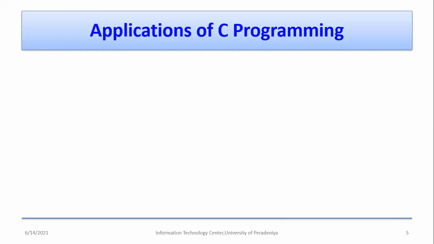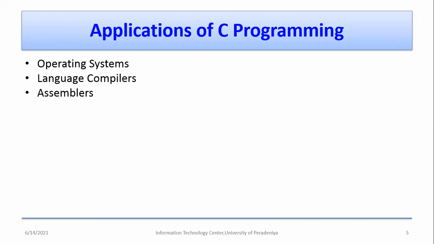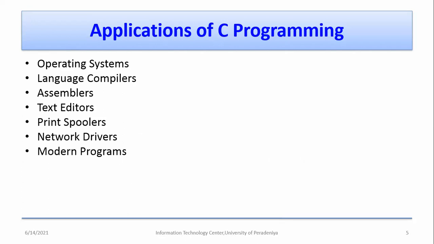There are a lot of applications of C programming. The main one is operating systems. The next ones are language compilers, assemblers, text editors, and print spoolers. Then network drivers, databases, and language interpreters. Likewise, there are so many applications of the C programming language.